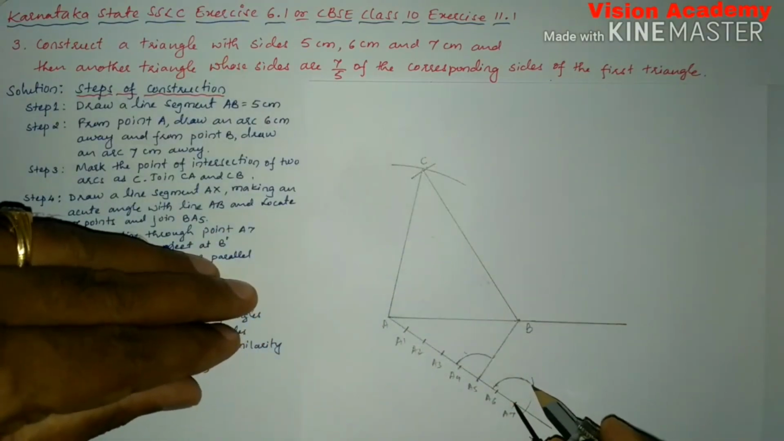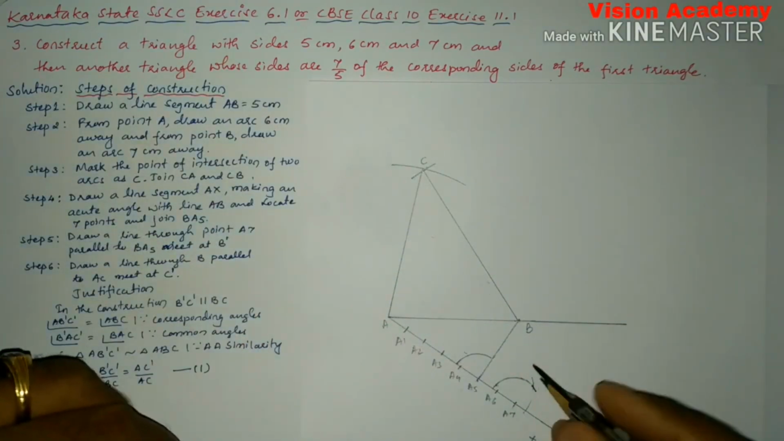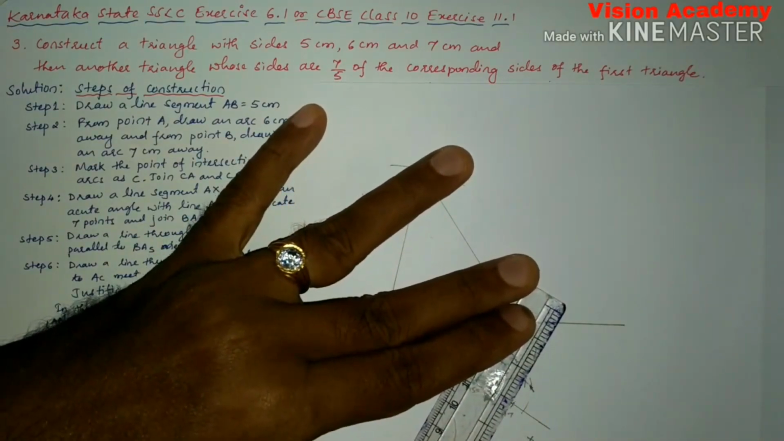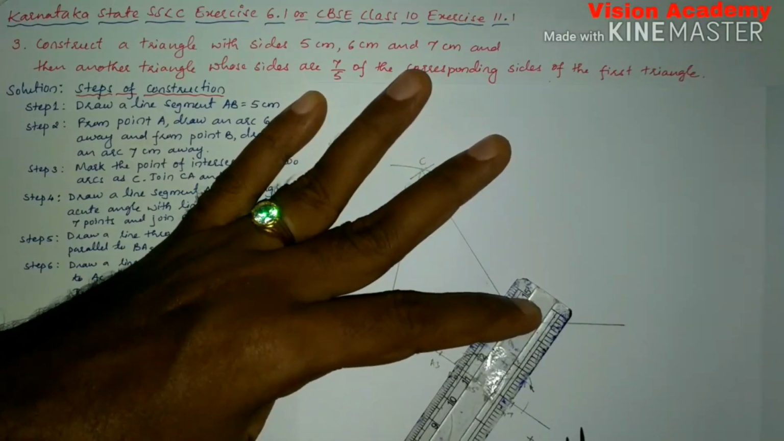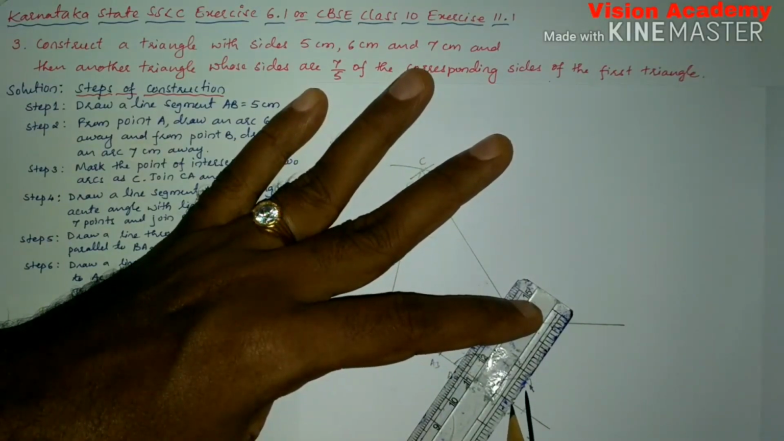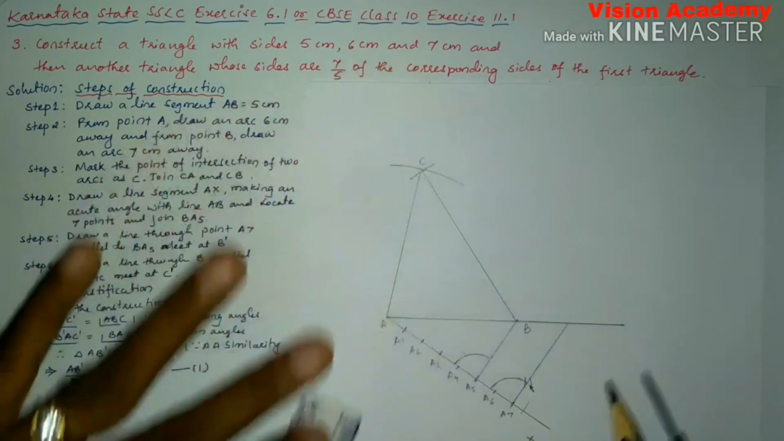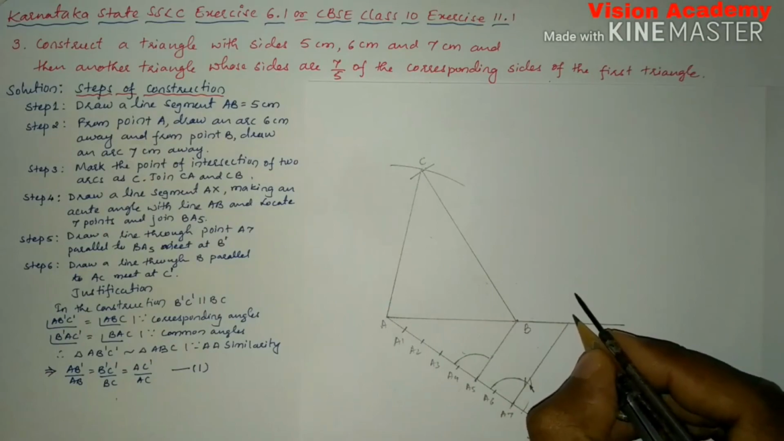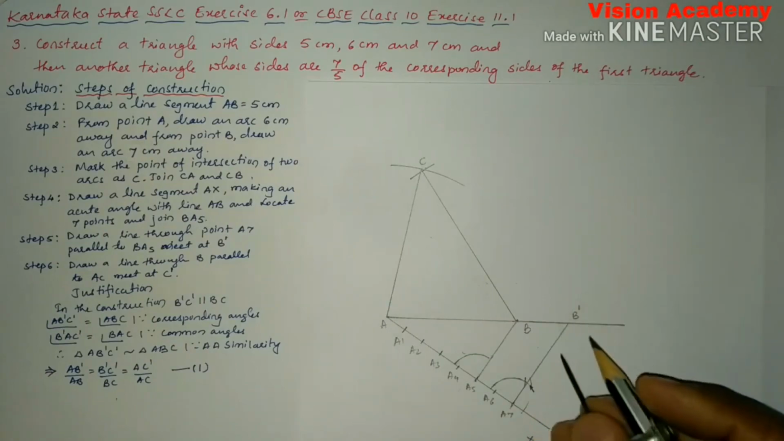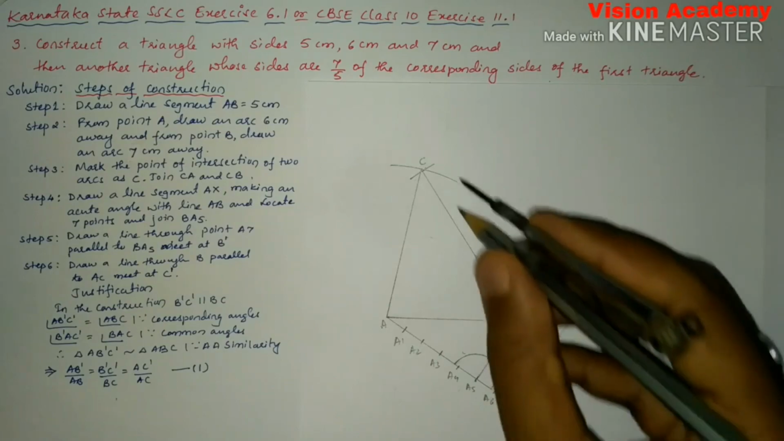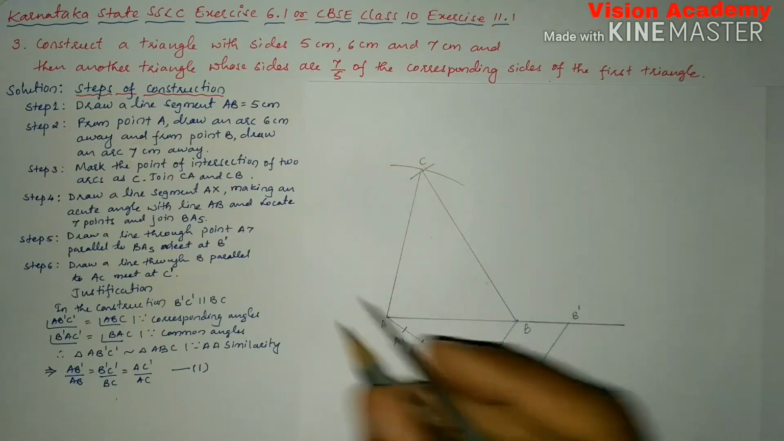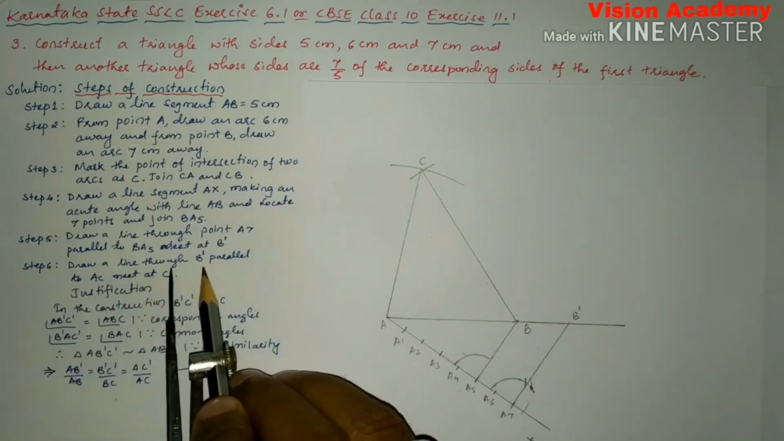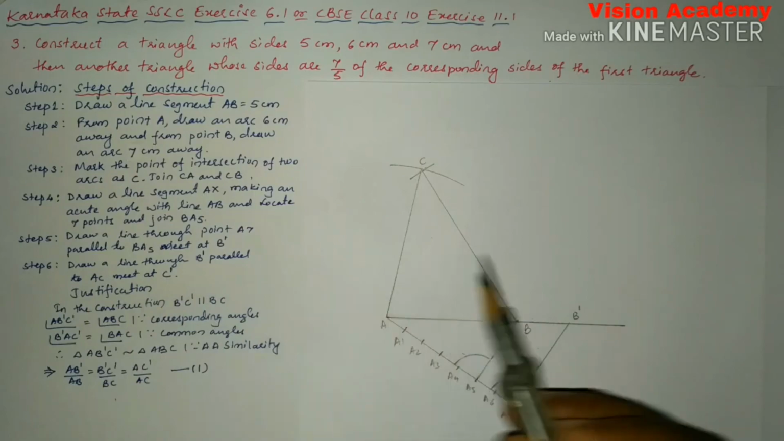So this one is the intersected point. Now let us join A7 through this point, which is parallel, and here we can write this point as B dash. Now we are going to draw a parallel line to this CB. Here in step 6, draw a line through B dash parallel to AC, meeting at C dash.